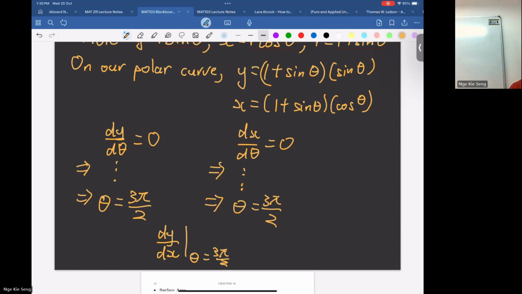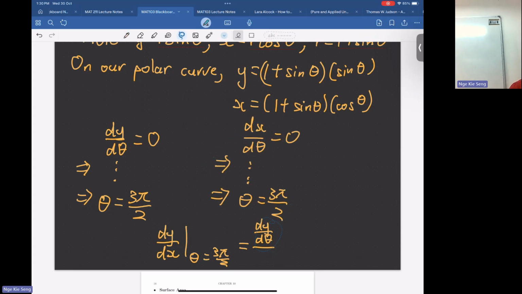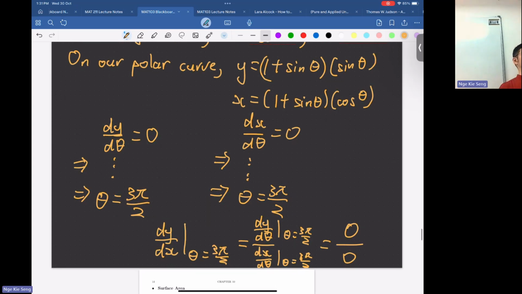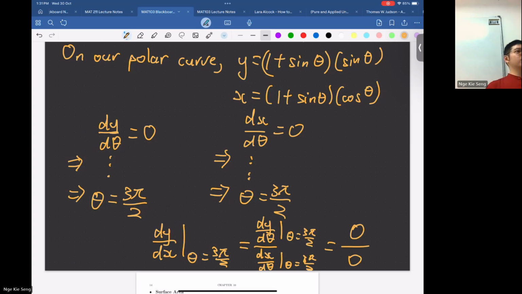Huh? What happened? So let me write here. If you go through the calculation, you'll find this common point here. How do you interpret it? What is 0 over 0? So your dy dx there is 0 over 0. What's 0 over 0? I don't know. Okay, so there's something not defined here.